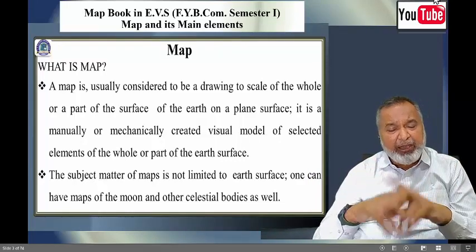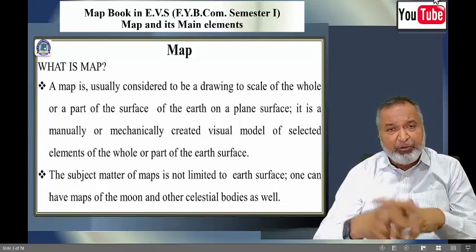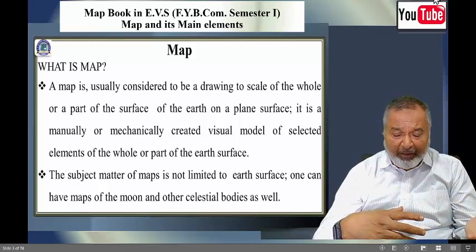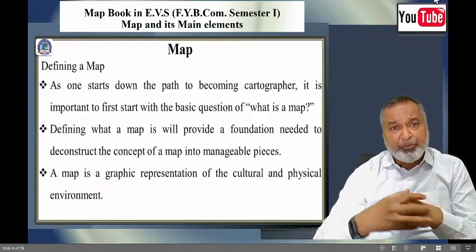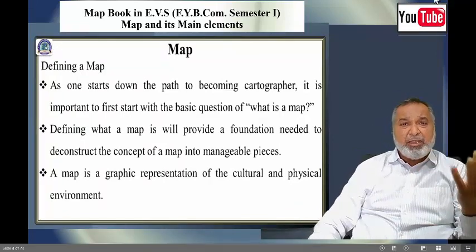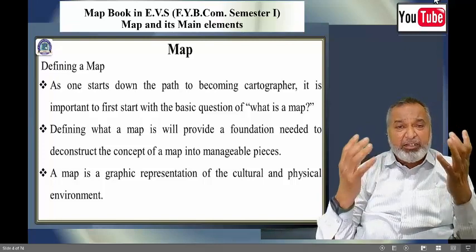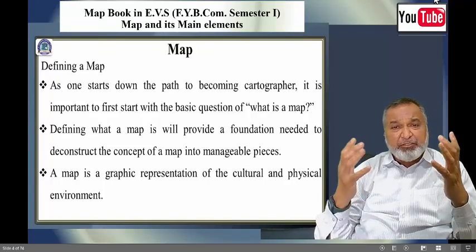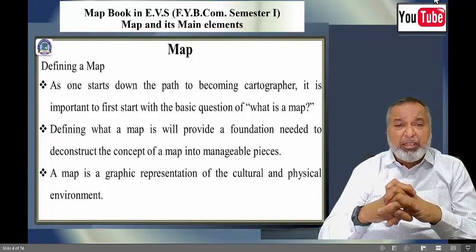These are the various varieties of maps we have. Not only the world map, but nowadays we also get maps of the moon and some celestial bodies. So when you define the map, it can be defined as a pictorial representation of the surface of the earth or part of the surface of the earth. That's what we have been making of that part.